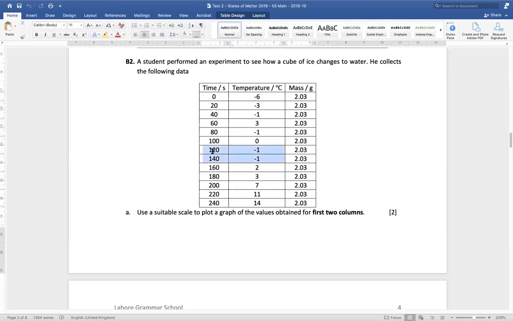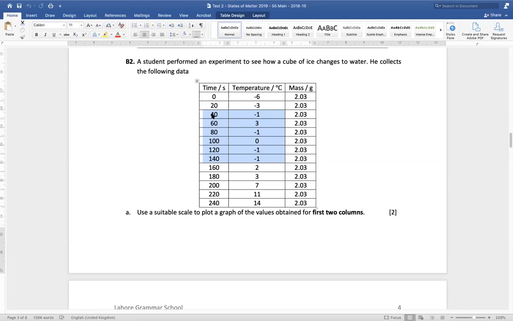Why is this value repeating so many times? So this is my second question. Let's see what it represents. It's basically telling me that even though time is passing, the temperature is still the same. And obviously, if the temperature is the same, that means a change in state is happening. If the temperature is the same, then state is changing.